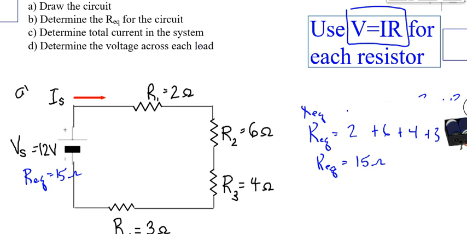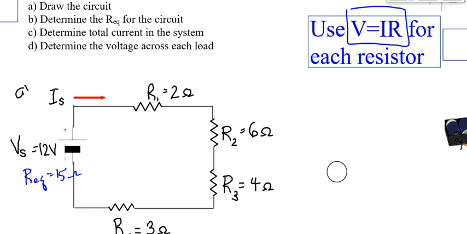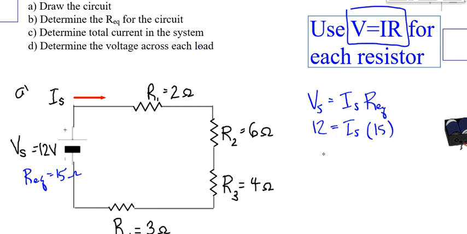So I'm going to erase this part right here. And I'm going to find the source current. So as long as I have a voltage and a resistance for one thing, either the battery or any resistor, I can solve this. So I'm going to do it this time just for the source, but I don't really need to do this every time we do it repeatedly. So right up here it says use V equals IR for each resistor. Do the same for the battery. So that's 12. That's I from the source. And this is 15. And doing the math, current from the source equals 0.8 amps.